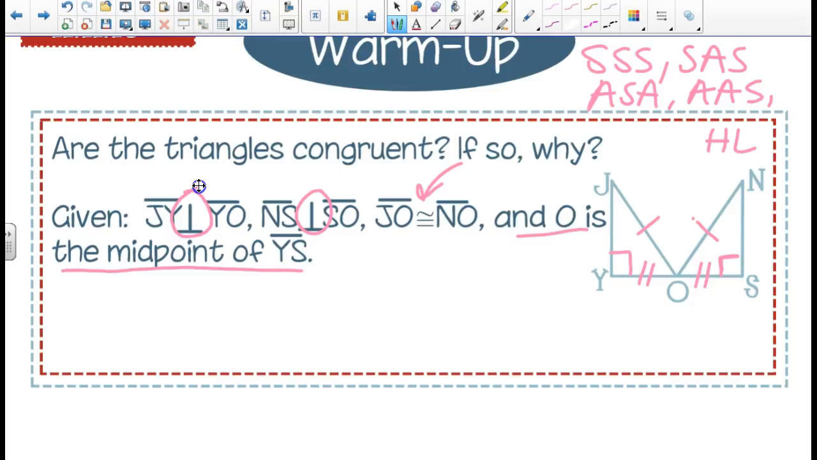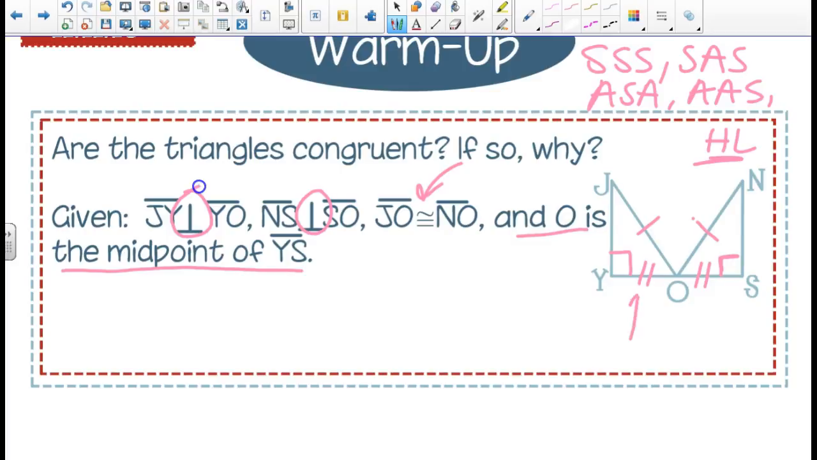Anyways, of these choices, we need to decide which one this is. Now, HL is special. HL can only be used in what type of triangle? Right triangles. We have some right triangles on our hands. Is this one hypotenuse leg? So here's how we check. Are there tick marks on the hypotenuse? Are there tick marks on one of the legs?